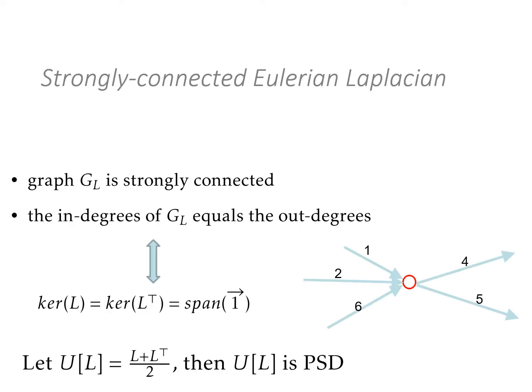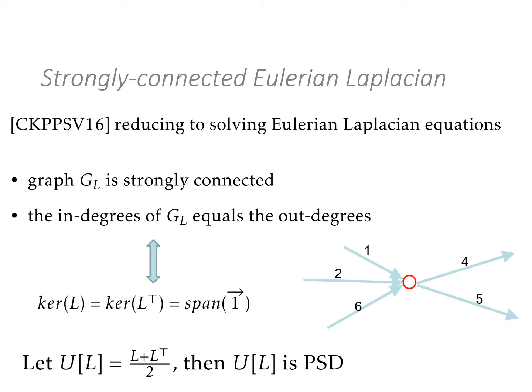Among directed Laplacians, one of the most important classes is Eulerian Laplacians. A directed Laplacian is Eulerian if each vertex in its associated graph has the same weighted in-degree and out-degree. In addition, the symmetrization of Eulerian Laplacians is positive semi-definite.